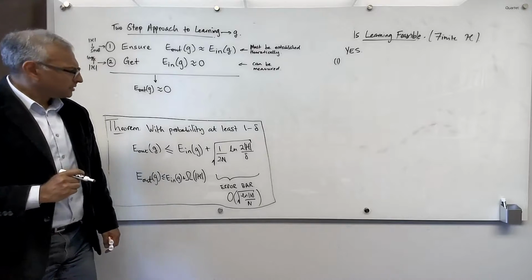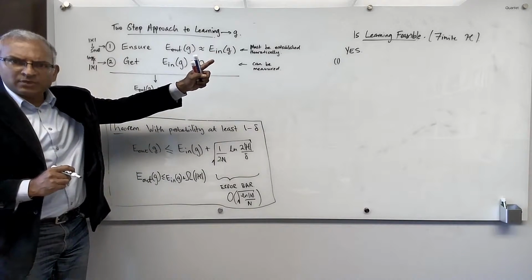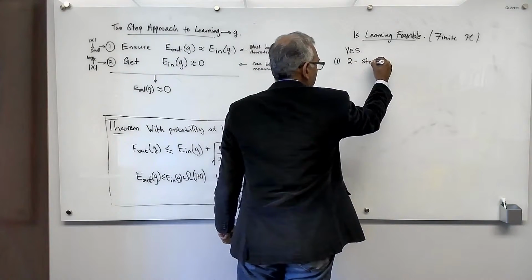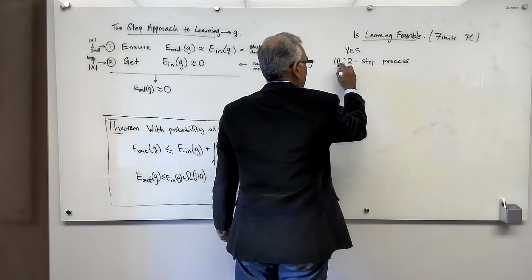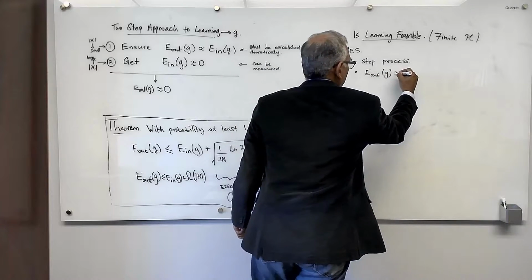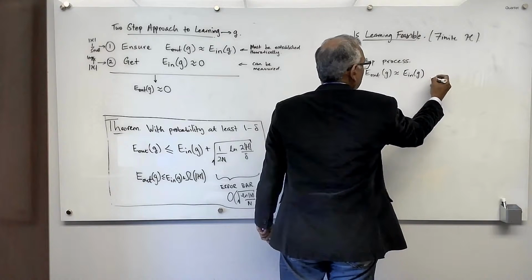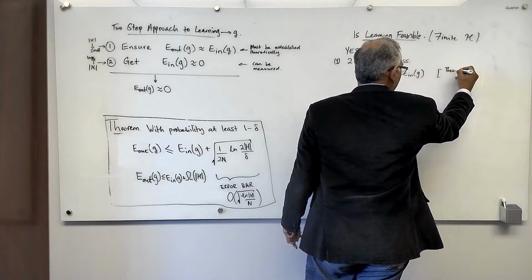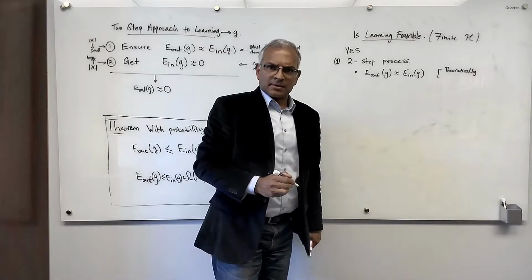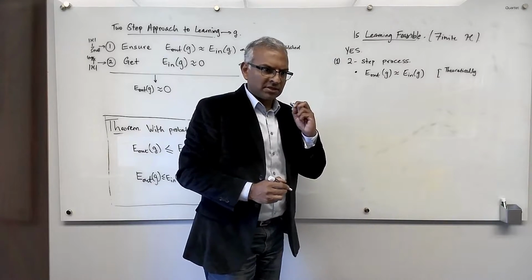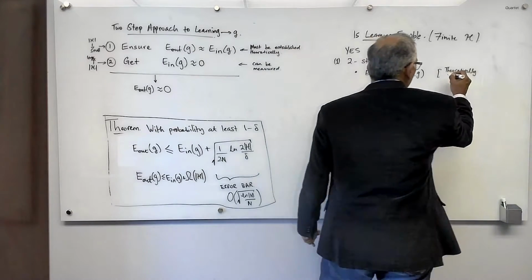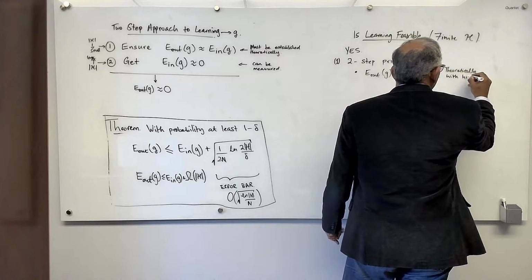Okay. 1. Real learning is feasible providing we accept it as a 2-step process. It's a 2-step process. Okay, so 1. The first step, you get E out of G approximately equal to E in of G. And this has to be done theoretically. Okay. And it is coming with some conditions, but the most important condition is that we will never be sure of this. It always is with high probability.